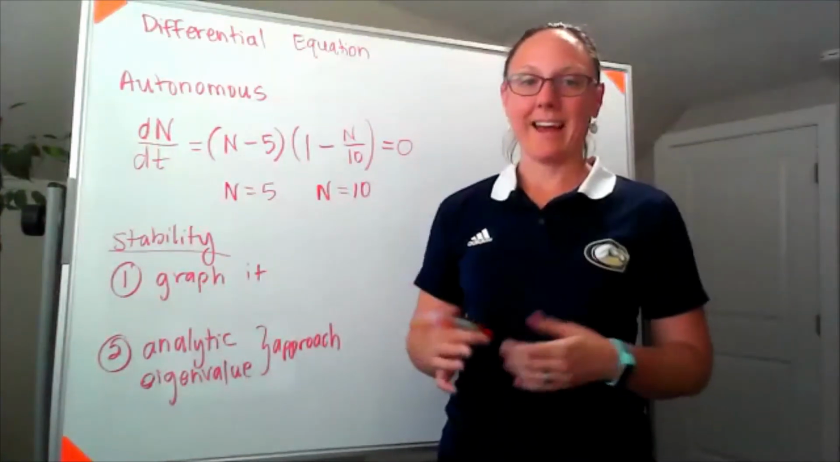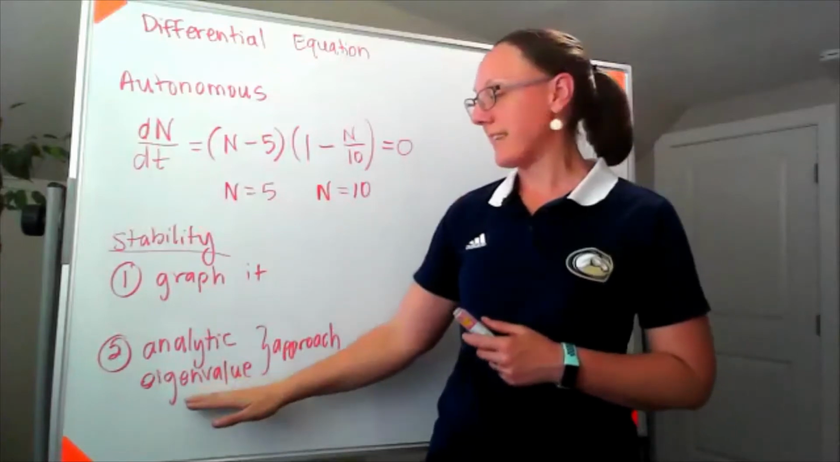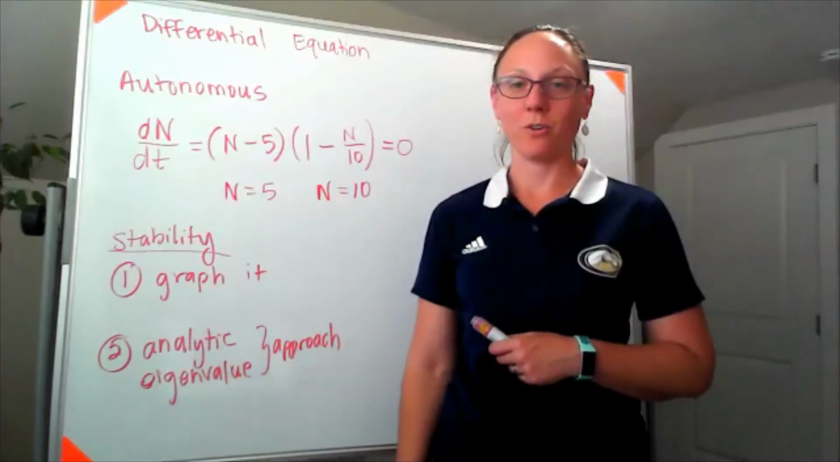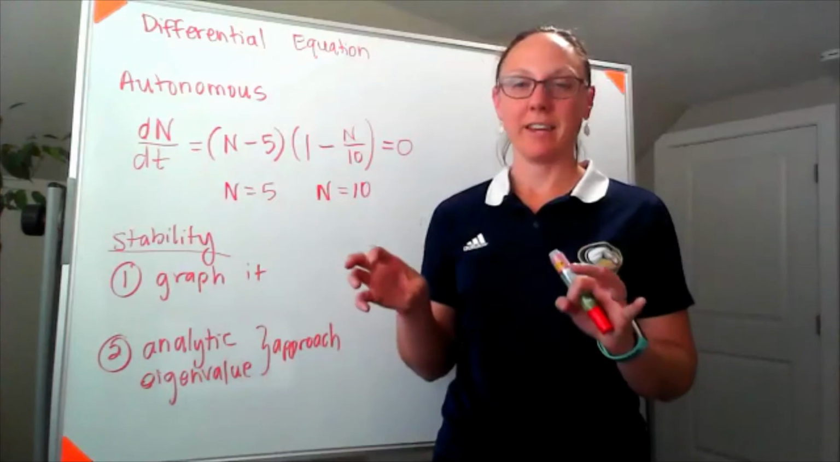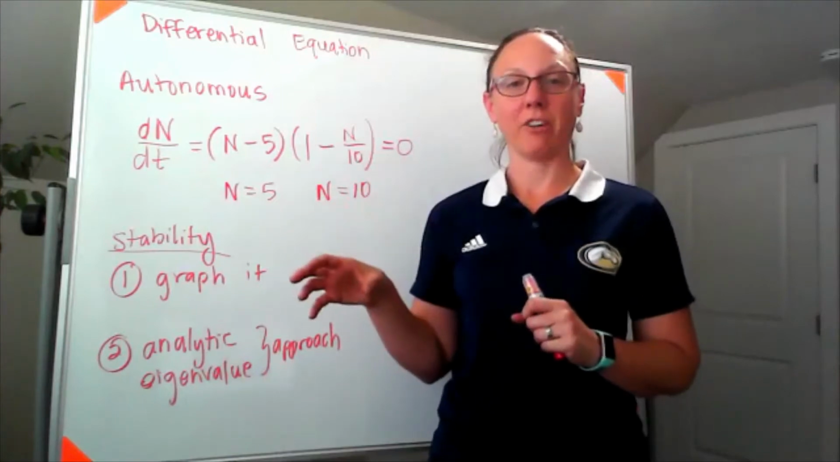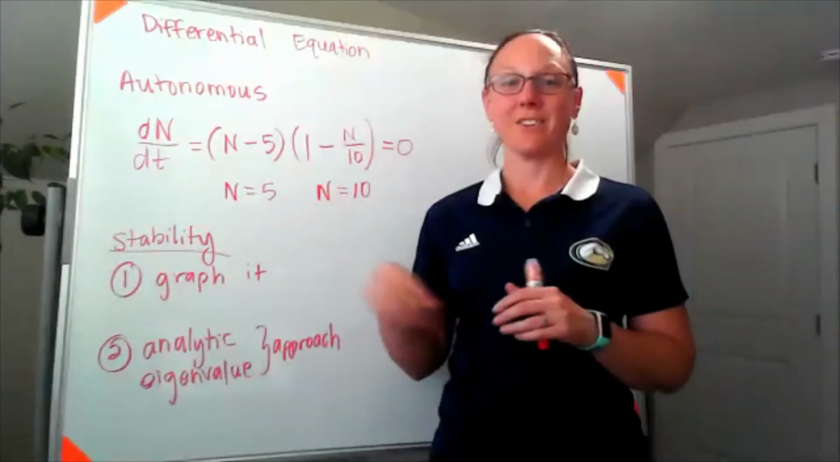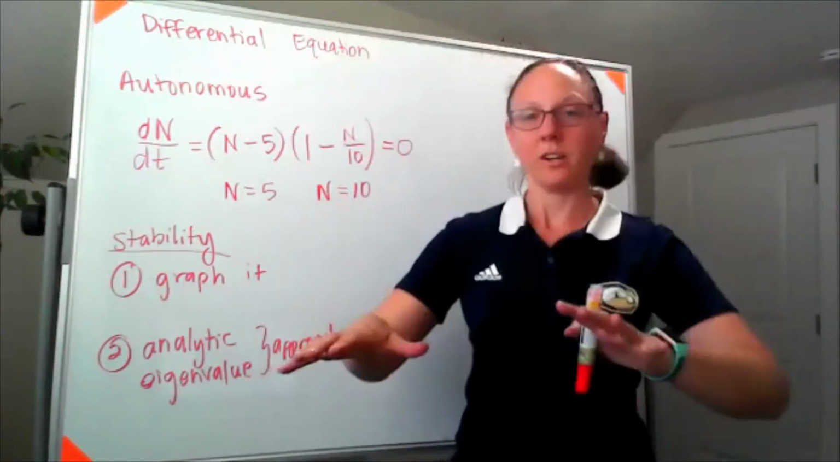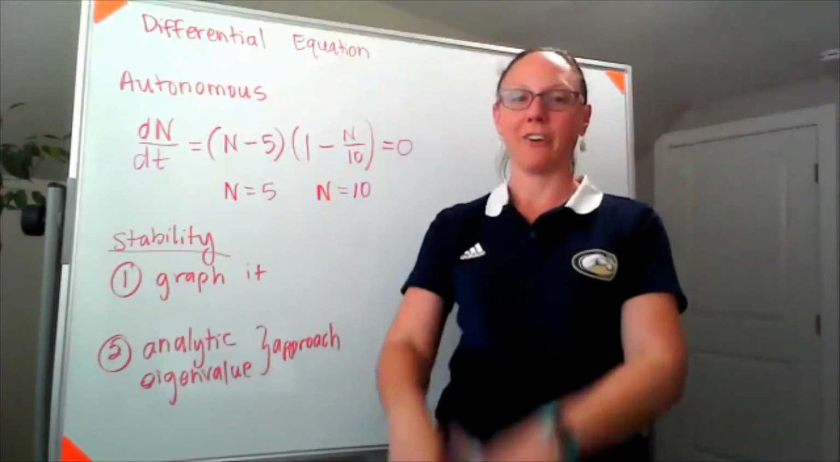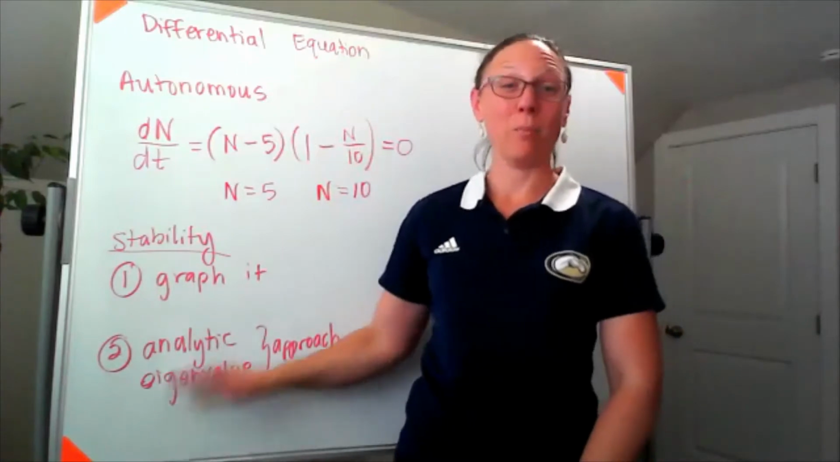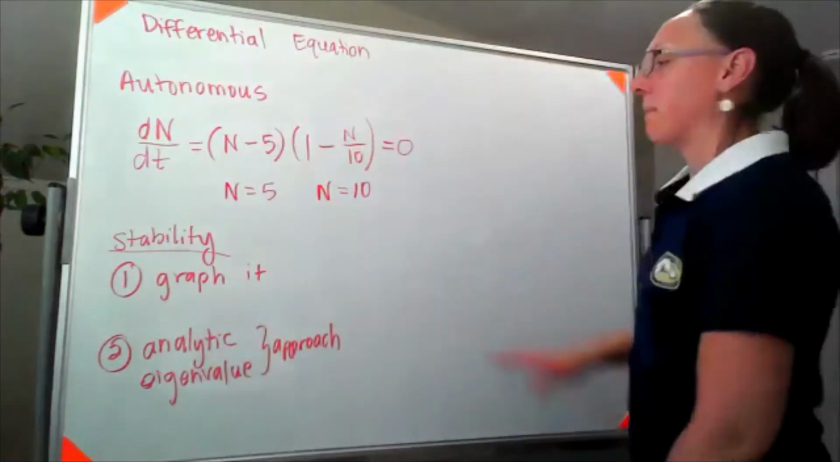Just as an aside for a second, there's a reason that this is called the eigenvalue approach, but we're really not going to see the connection between what we're doing with eigenvalues and solving these autonomous equations until 17c. So just hold on tight for tying those things back together. For now, just know that it's another name for that analytic approach.